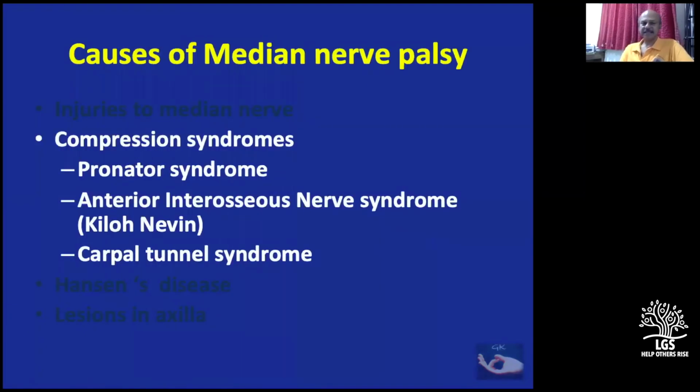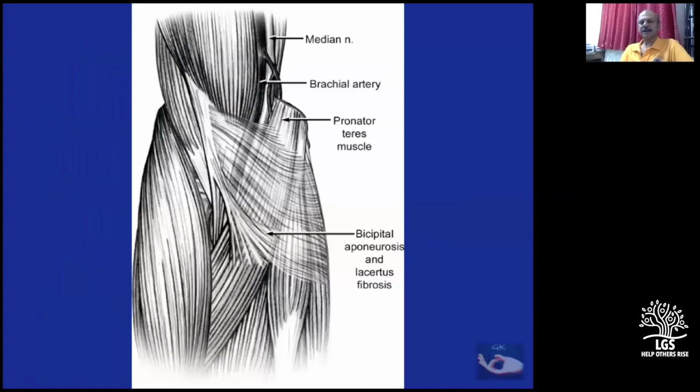The second commonest cause, after injuries, is compression syndrome. We have got 3 important syndromes as far as the median nerve is concerned: the pronator syndrome, the anterior interosseous nerve syndrome, otherwise known as the Kiloh-Nevin syndrome, and the carpal tunnel syndrome, which is quite common. Now, this is the anatomy at the level of the elbow.